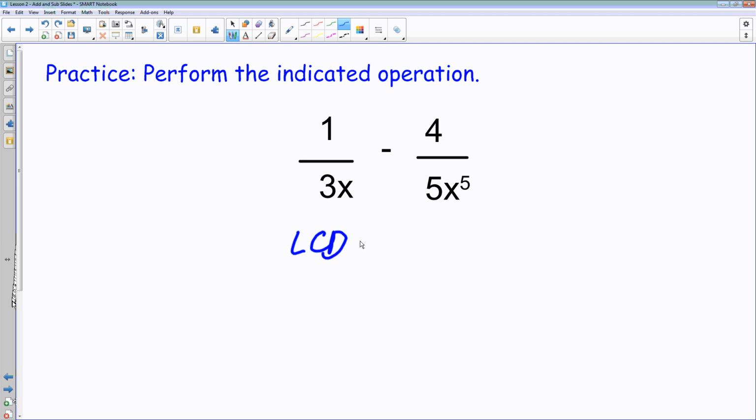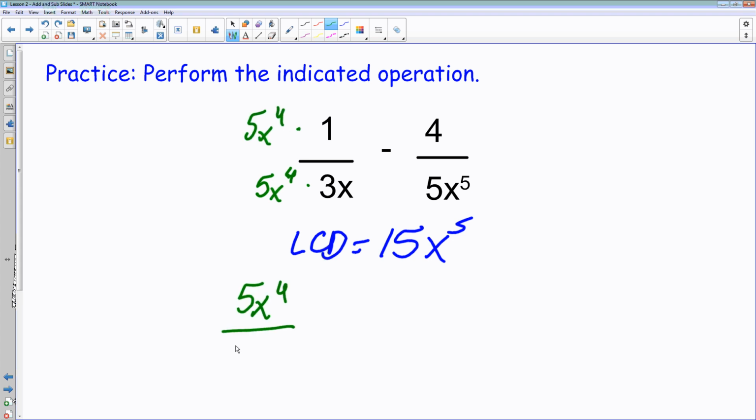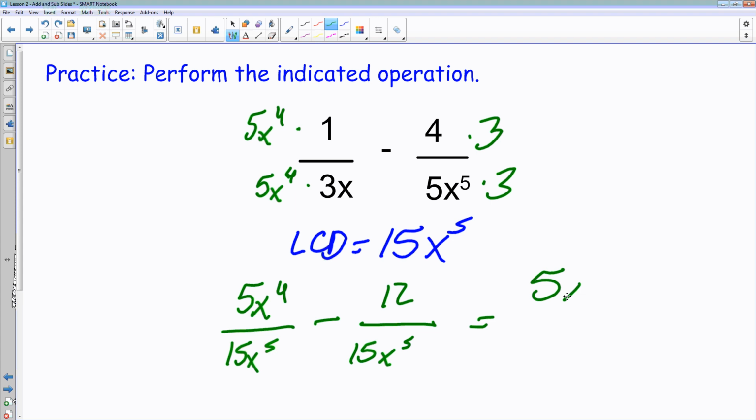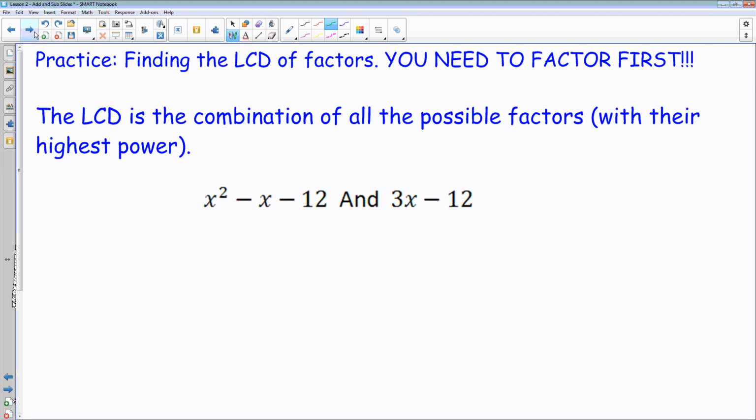So our LCD between 3 and 5 is 15, and between x and x to the 5th is x to the 5th. So my first fraction has to be multiplied by 5x to the 4th to get to my LCD. So my numerator becomes 5x to the 4th, and my denominator is now 15x to the 5th. My second fraction just has to be multiplied by 3 over 3. So now I have what I wanted. And now I'm subtracting. So it'll be 5x to the 4th minus 12 over 15x to the 5th. And that's as far as I could go since they're not like terms.